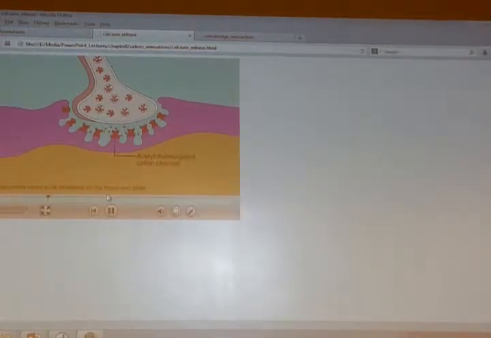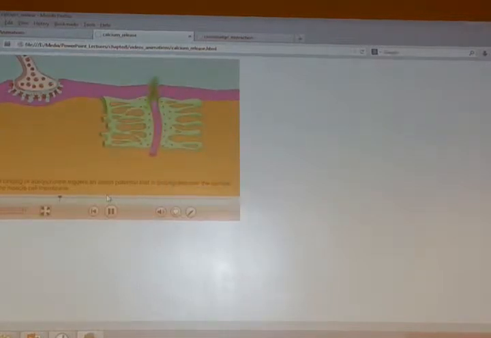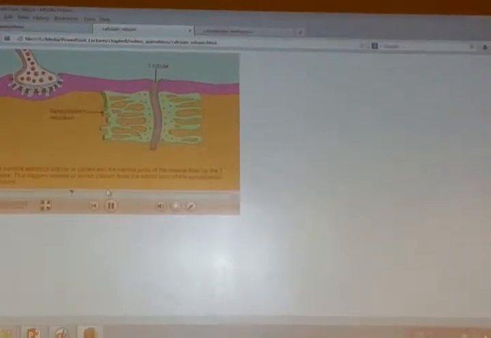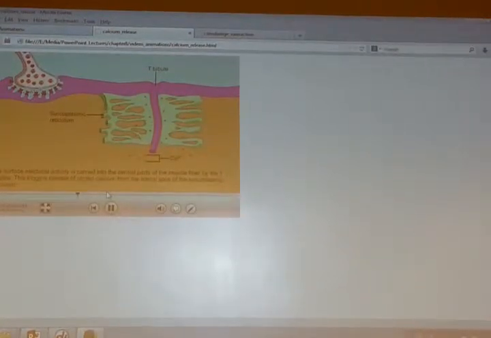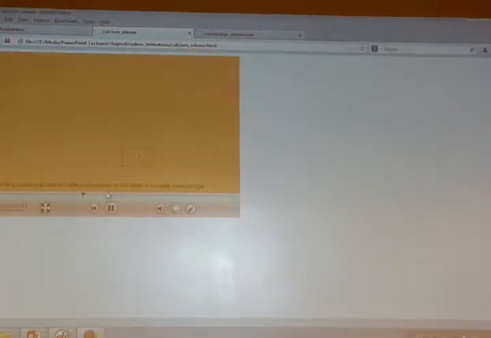Acetylcholine binds to its receptors on the motor end plate. The binding of acetylcholine triggers an action potential that is propagated over the surface of the muscle cell membrane. The surface electrical activity is carried into the central parts of the muscle fiber by the T-tubules. This triggers release of stored calcium from the lateral sacs of the sarcoplasmic reticulum. Now let's zoom in to see the effect of calcium at the level of a single cross bridge.